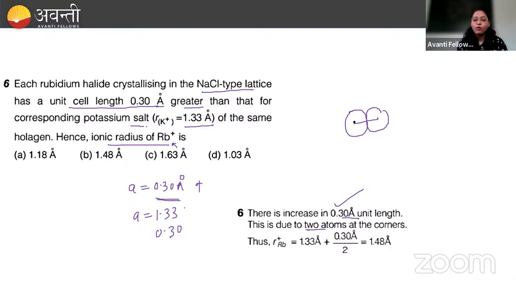We measure the radius with respect to 2 atoms. Okay, so that's why what will be the radius for one atom? One atom के लिए radius कितना होगा? 0.30 divided by 2, and 1.33 was its initial. I have added it here. So what will be the total length? Total radius 1.48 angstrom. So here the answer will be option B. Yes, any doubts? See, the problem was different. Okay, yeah. Next, let's move on to the next problem.